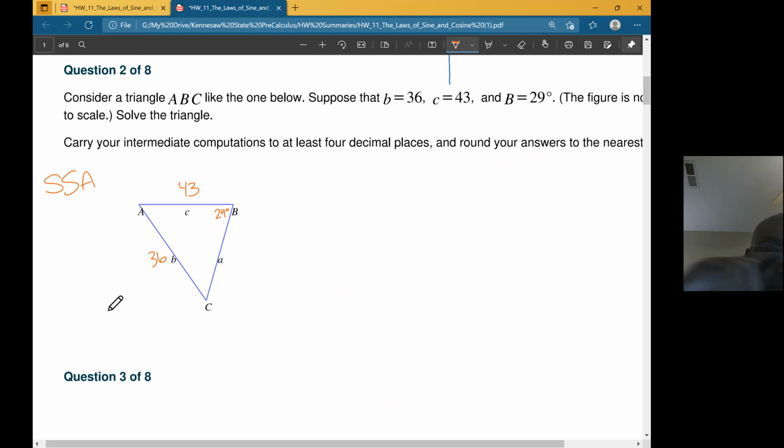So let's go ahead and get it. The formula is above, but sine of 29 degrees over 36 is equal to the one we have, sine of big C over 43.